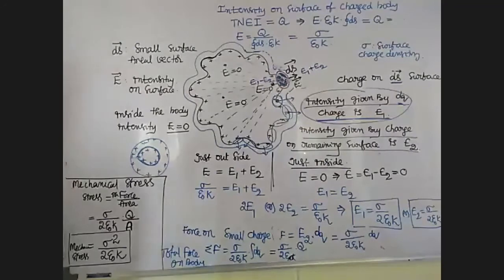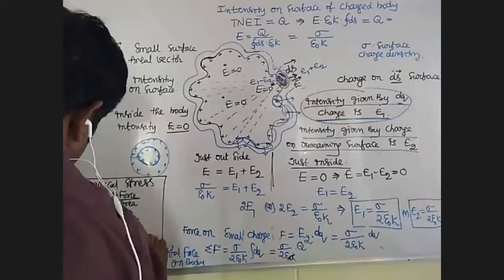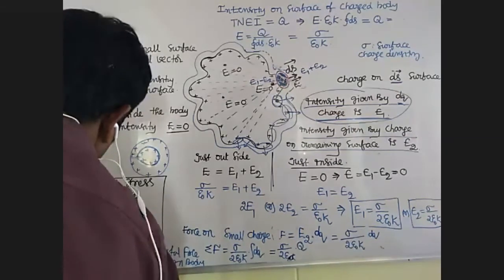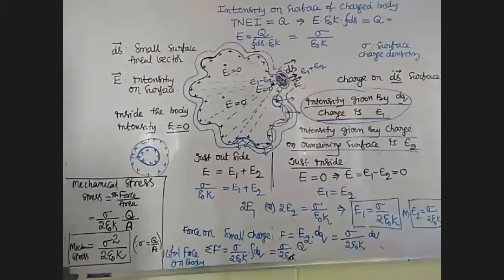Sigma indicates charge density, charge per area, sigma equals Q upon A. Sigma square upon 2 epsilon naught k is the mechanical stress. Stress is nothing but energy density.